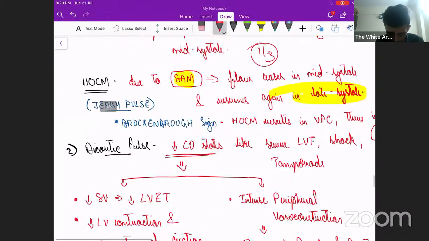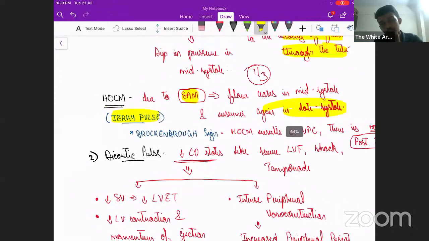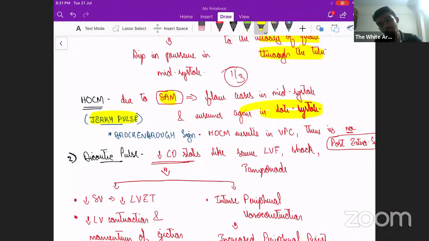And this type of pulse is called a jerky pulse, because you will find two activities in the systole. One is a very good, high volume activity, and the other is a small, low volume activity. That's why it is called a jerky pulse.